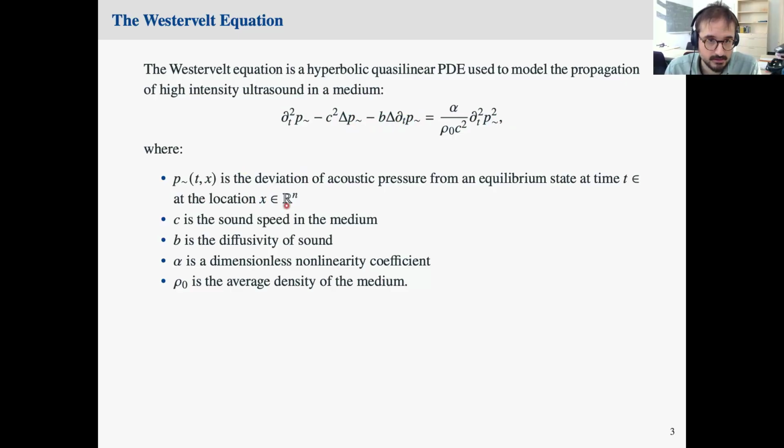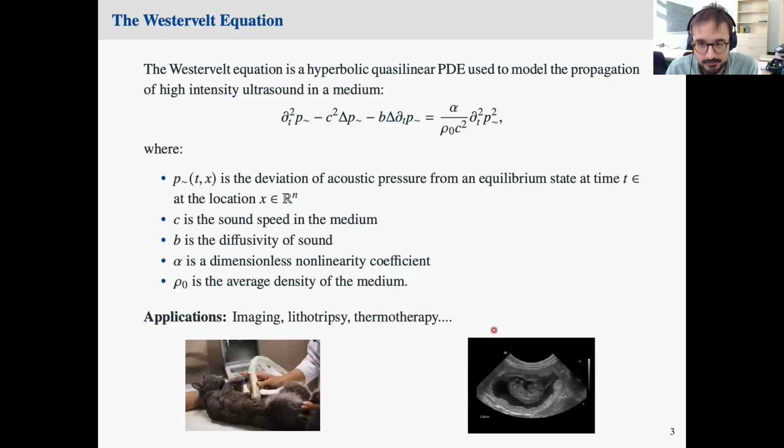Here, this p tilde denotes the deviation of acoustic pressure from equilibrium. c is a sound speed, which we're going to take to be a constant. b is the diffusivity of sound. Alpha is dimensionless, and it's the nonlinearity coefficient, which we would eventually like to recover. And rho naught is the average density of the medium. So it has applications mainly in imaging, lithotripsy, thermotherapy, and others. I'm not an expert, but I like including cat pictures if I can whenever I give talks. So here are some cat pictures.